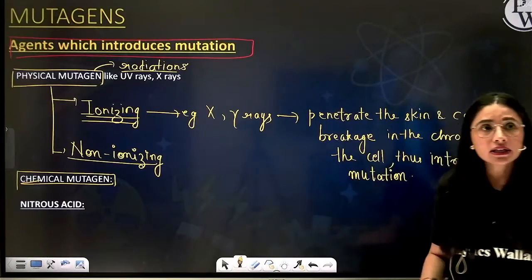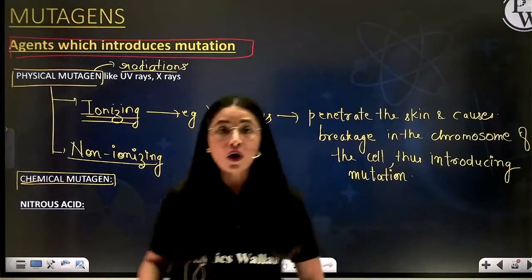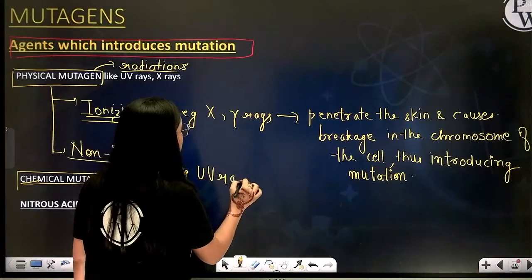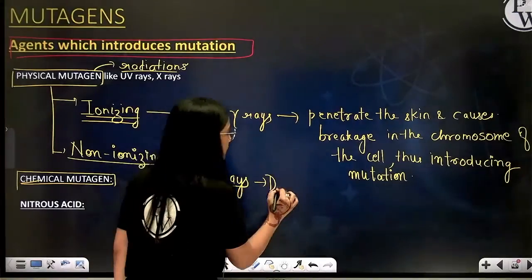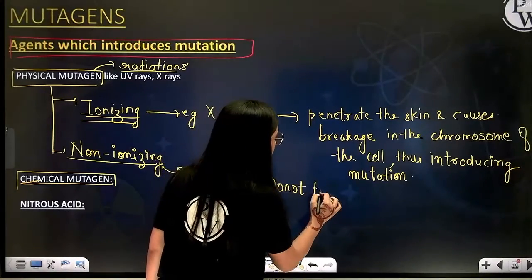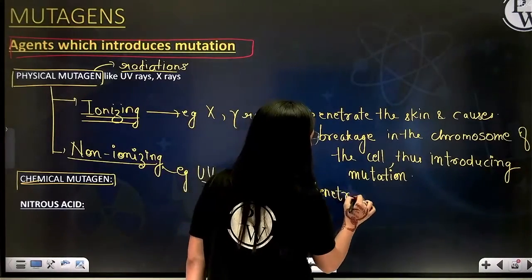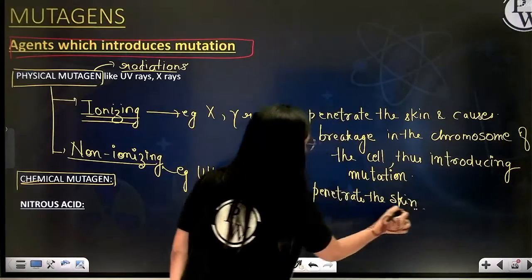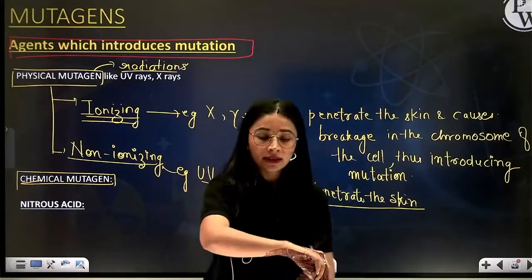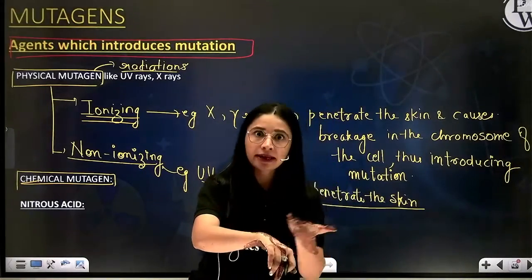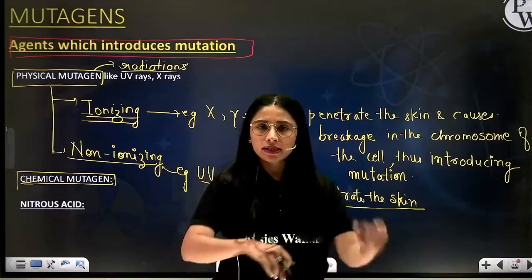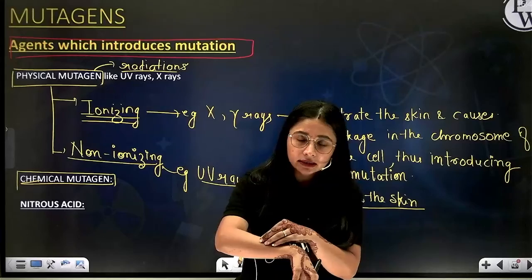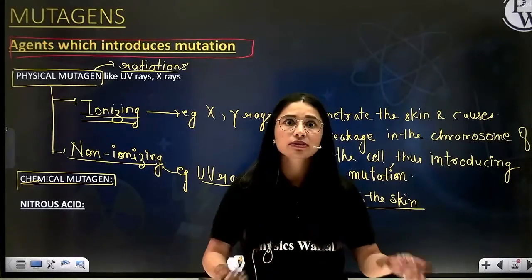On the other hand are the non-ionizing radiations like UV rays. Because they are not that energetically strong, they do not penetrate the skin. However, they can cause damage in the upper layer. UV rays cannot take the picture of your bone. They cannot penetrate your skin, but at least they can cause damage to your skin cells only.